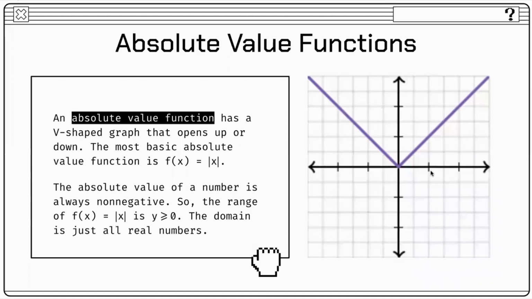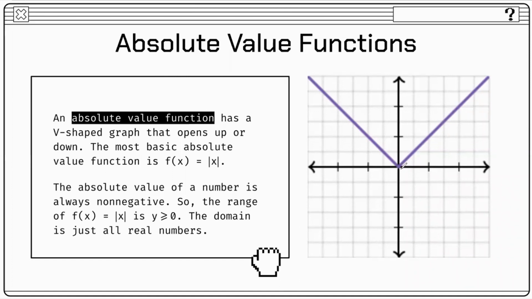Now we're going to move on to the very last special function, which are absolute value functions. An absolute value function has a V-shaped graph that either opens up or down, and this is how it would look here on the right. The most basic absolute value function is f of x equals the absolute value of x, and that is actually what's graphed here on our coordinate plane.